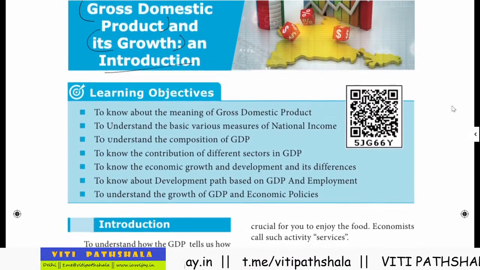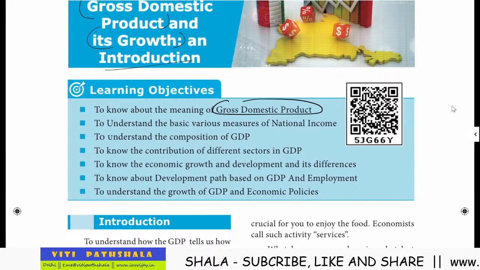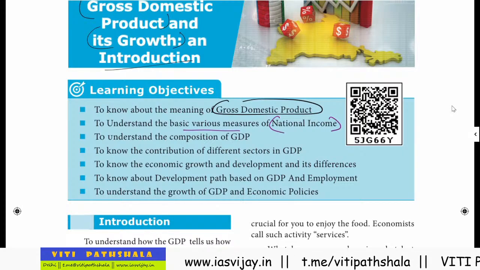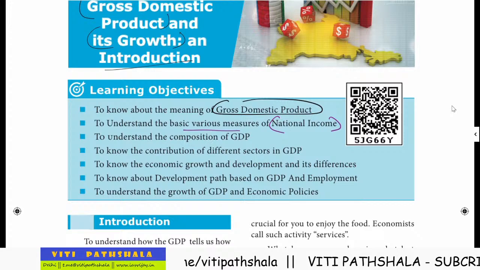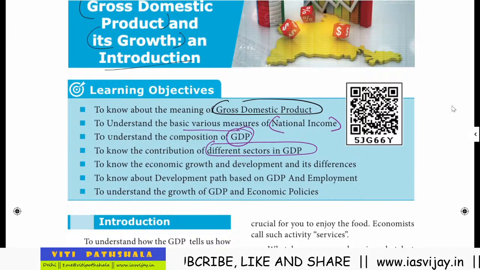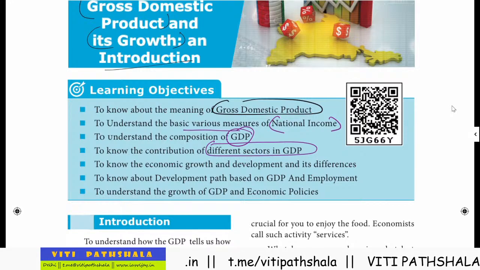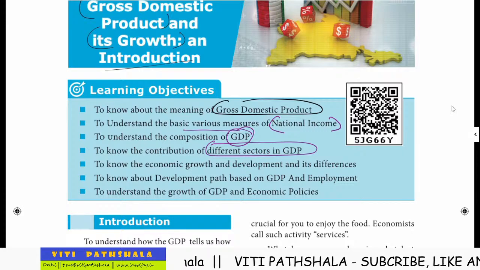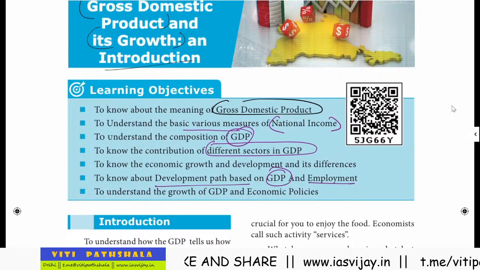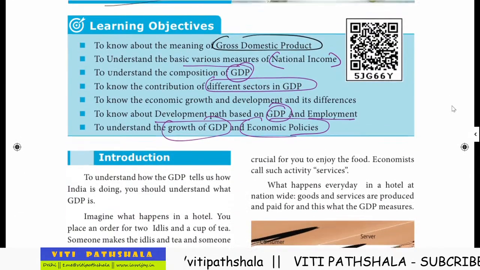So, what would be our learning objectives? To know the gross domestic product, to understand the various measures of national income, to understand the composition of the GDP, to know the contribution of the different sectors in the GDP, and to know economic growth and development and their differences. Then, to know the development path based on the GDP and employment, and to understand the growth of the GDP and economic policies. Now let's start with the introduction.